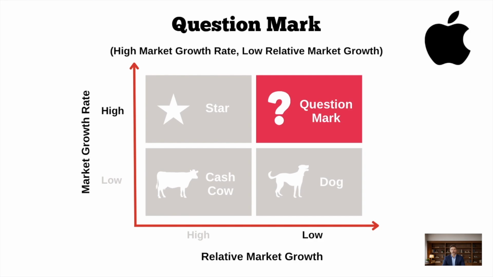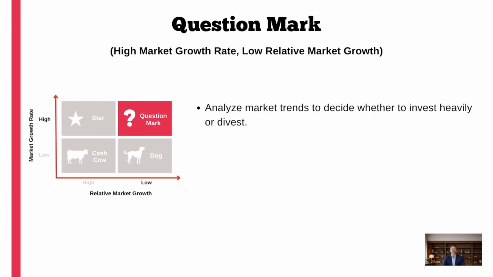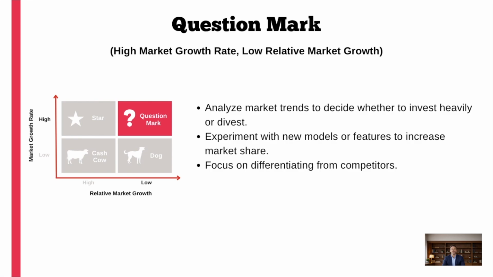Next, we have question marks. These products have low market share, but they're in a fast-growing market. They have potential, but their success is uncertain, because overall market growth is good, but they haven't earned good market share yet. Here, companies should analyze market trends to decide whether to invest heavily or divest, experiment with new models or features to increase market share, and focus on differentiating from competitors.